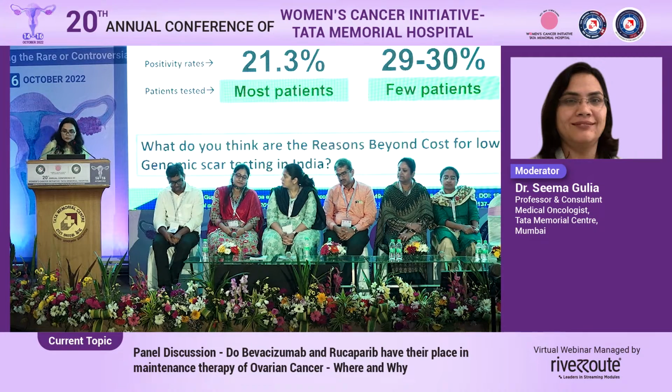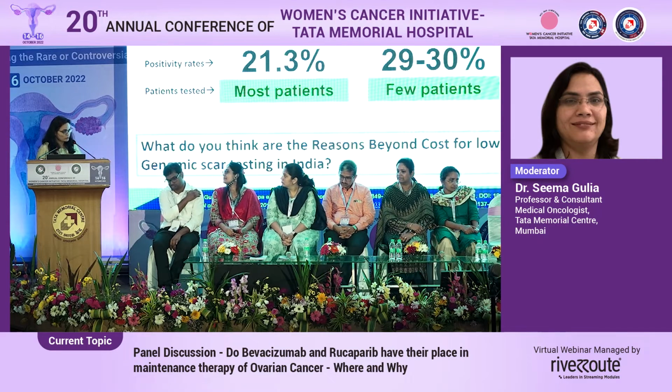So as per the ATHENA-MONO trial, the randomization is 4:1 and it shows that using maintenance rucaparib there is improvement in progression free survival. So would you use it in all patients, Dr.